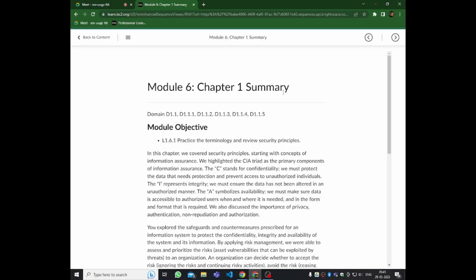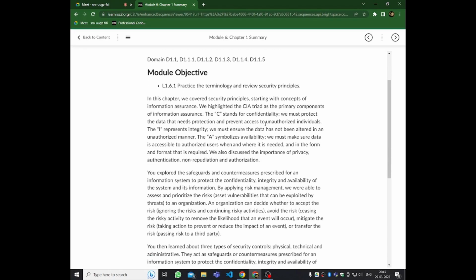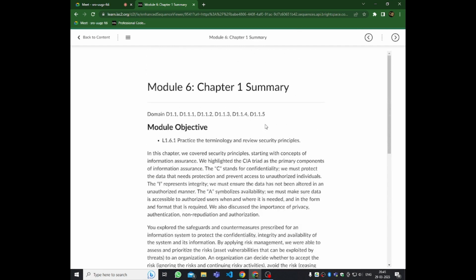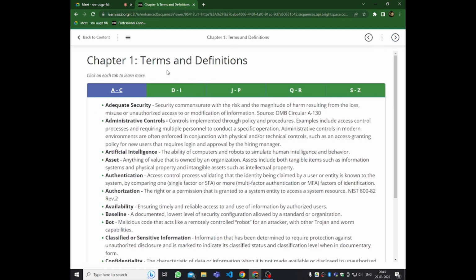What is there in module 6? In module 6 they have given the module objectives. So these are all about module objectives. Next it is giving terms and definitions. Let's see what it is.